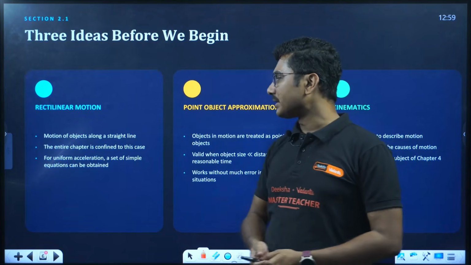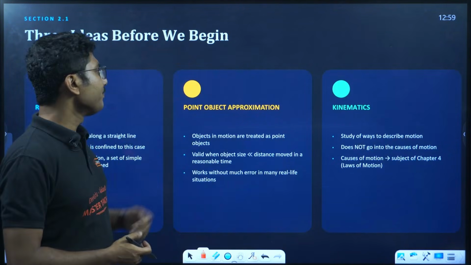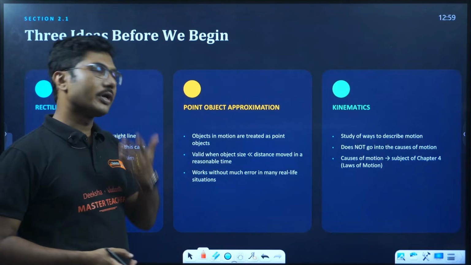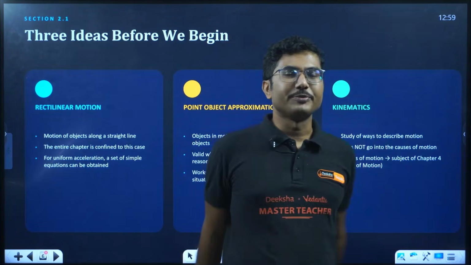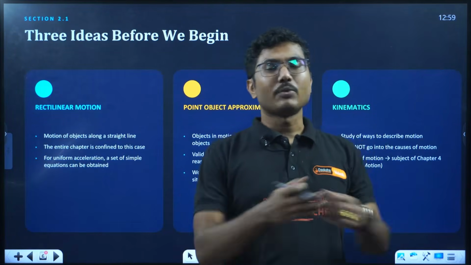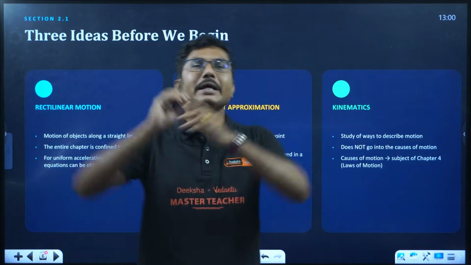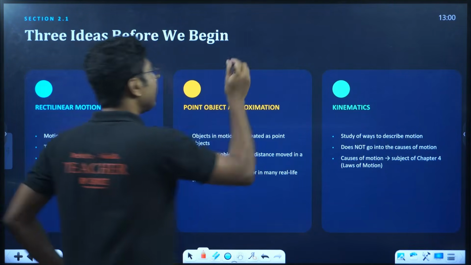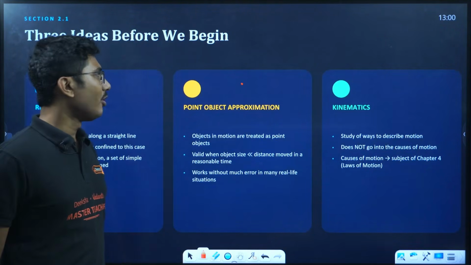For uniform acceleration, a set of simple equations can be obtained as well. Point object approximation. What is a point object? Whenever we say object, what is the meaning of object? Object is basically a point object. Now if I say a point object, what does that mean? A point object is, this is a point object, a simple dot on the screen.